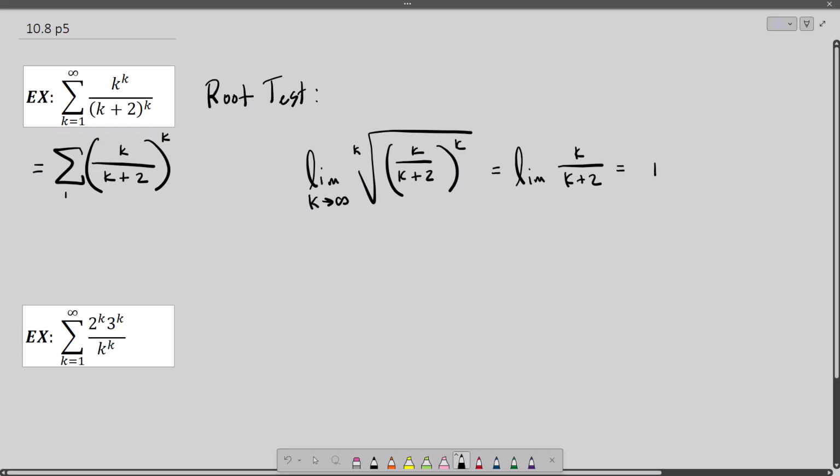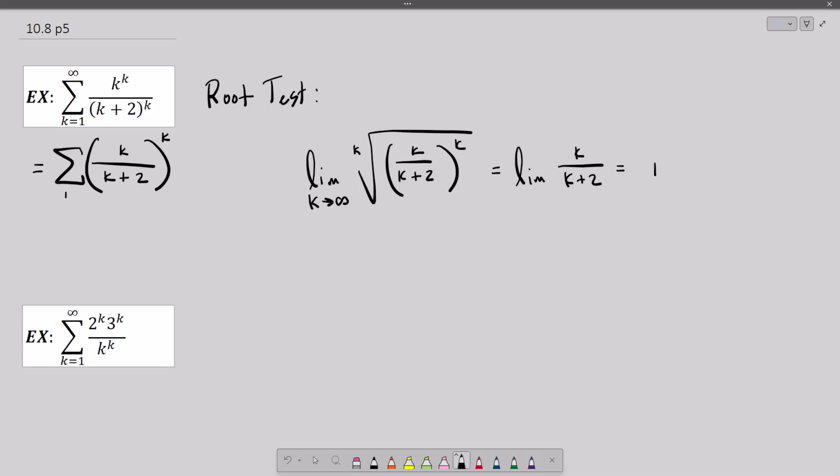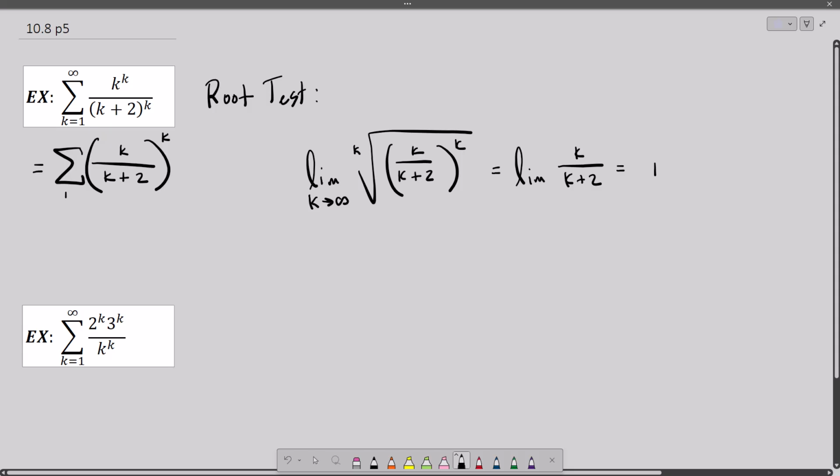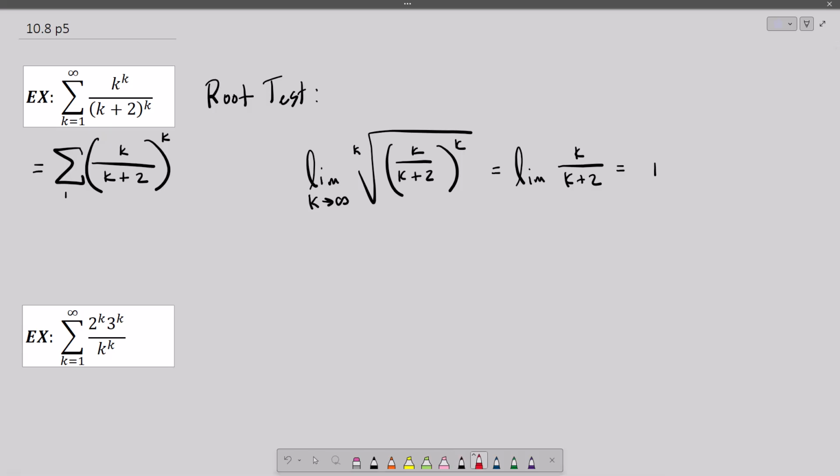Inconclusive. Yeah, it's inconclusive. All right, so that means we've got to do something else. So the root test is great when it works. It doesn't always work, but at least we can tell whether it worked or not really quickly. Root test is pretty fast. Okay, so this is inconclusive.